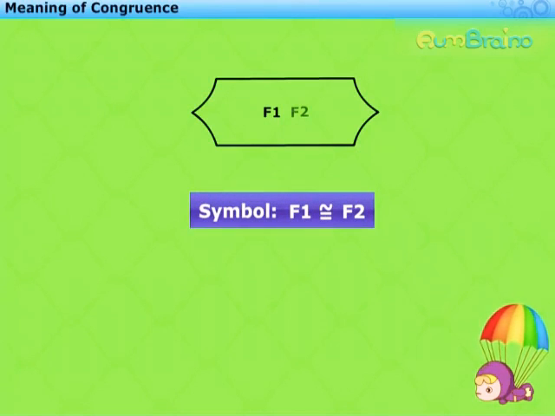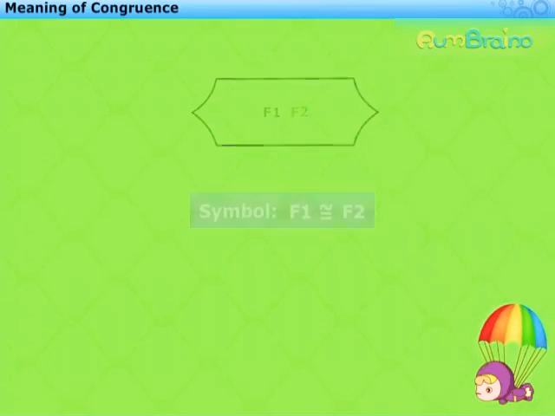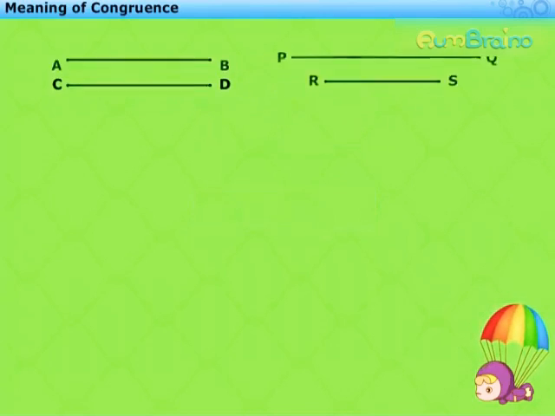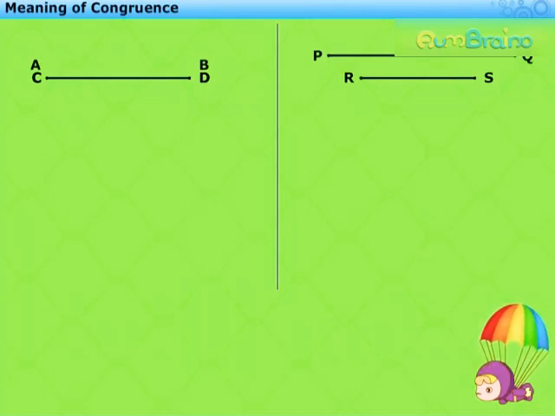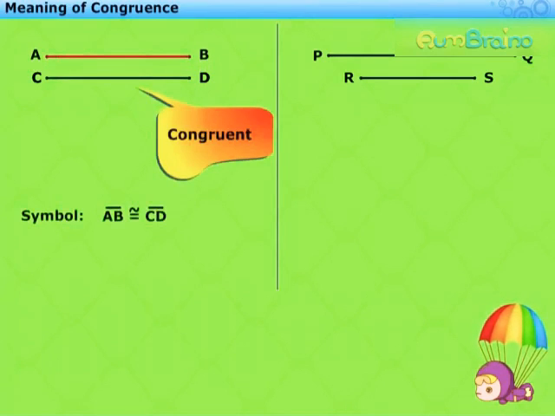Now let us perform the next activity. For this, we will consider these 2 pairs of line segments. Try to coincide line segments AB and CD. We observe that both the line segments coincide. Hence, line segment AB is congruent to line segment CD, and the symbol is as shown, that is, its name, with a bar just above it. Or, we can simply write, AB is equal to CD.